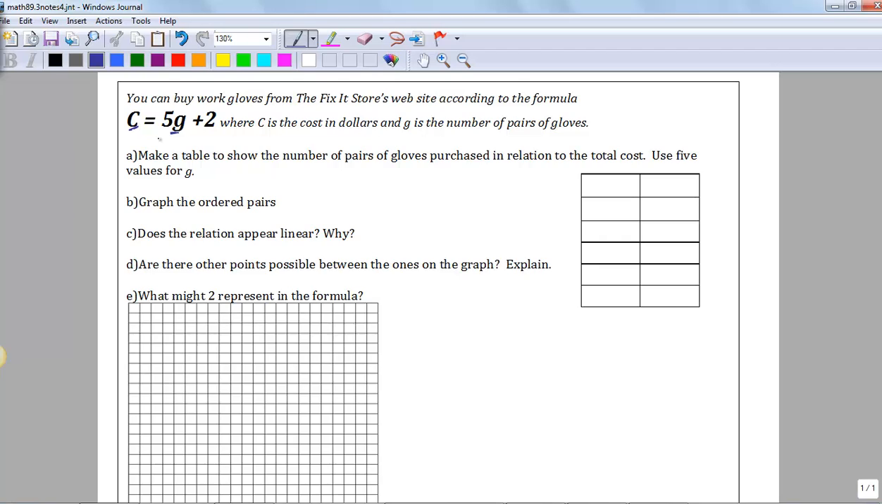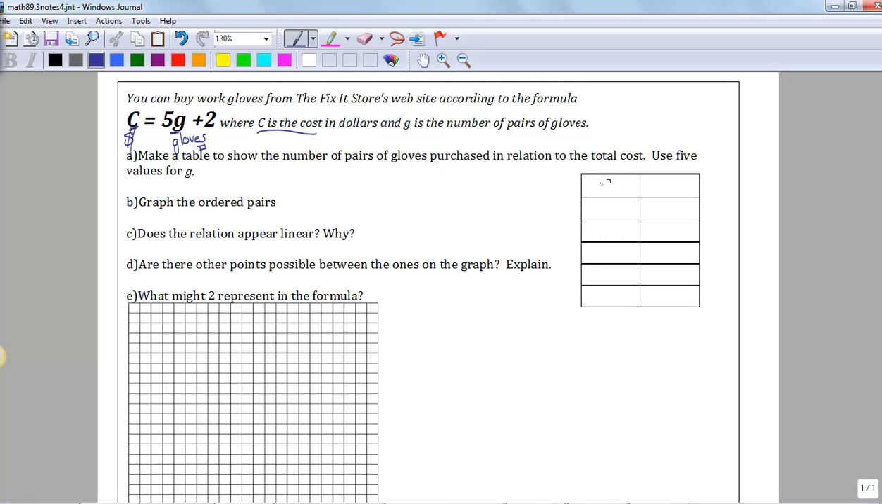So let's see what these letters represent. It says that C is the cost in dollars, so that's like the money, and G is the number of gloves. That makes sense. The question says, make a table to show the number of pairs of gloves purchased in relation to the total cost. Use 5 values for G.